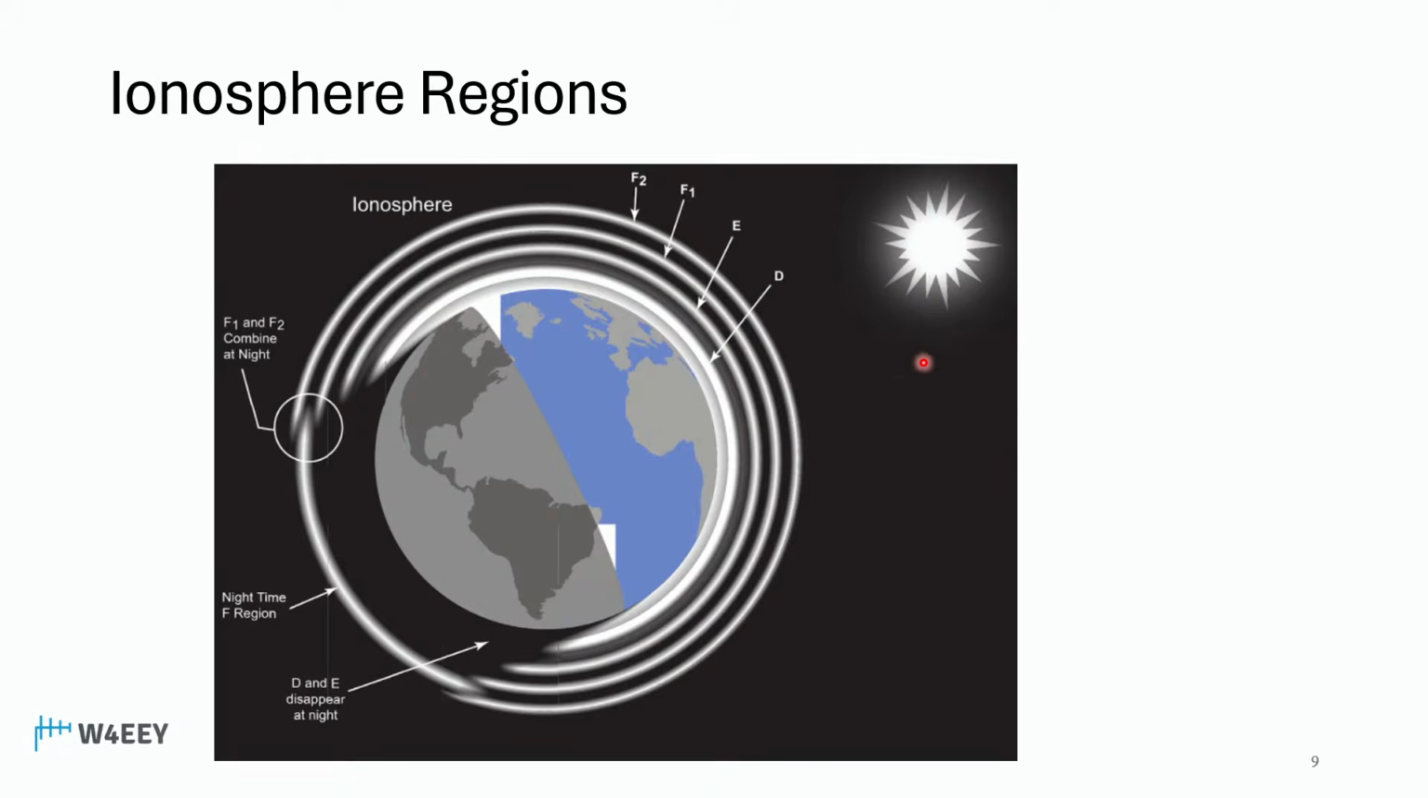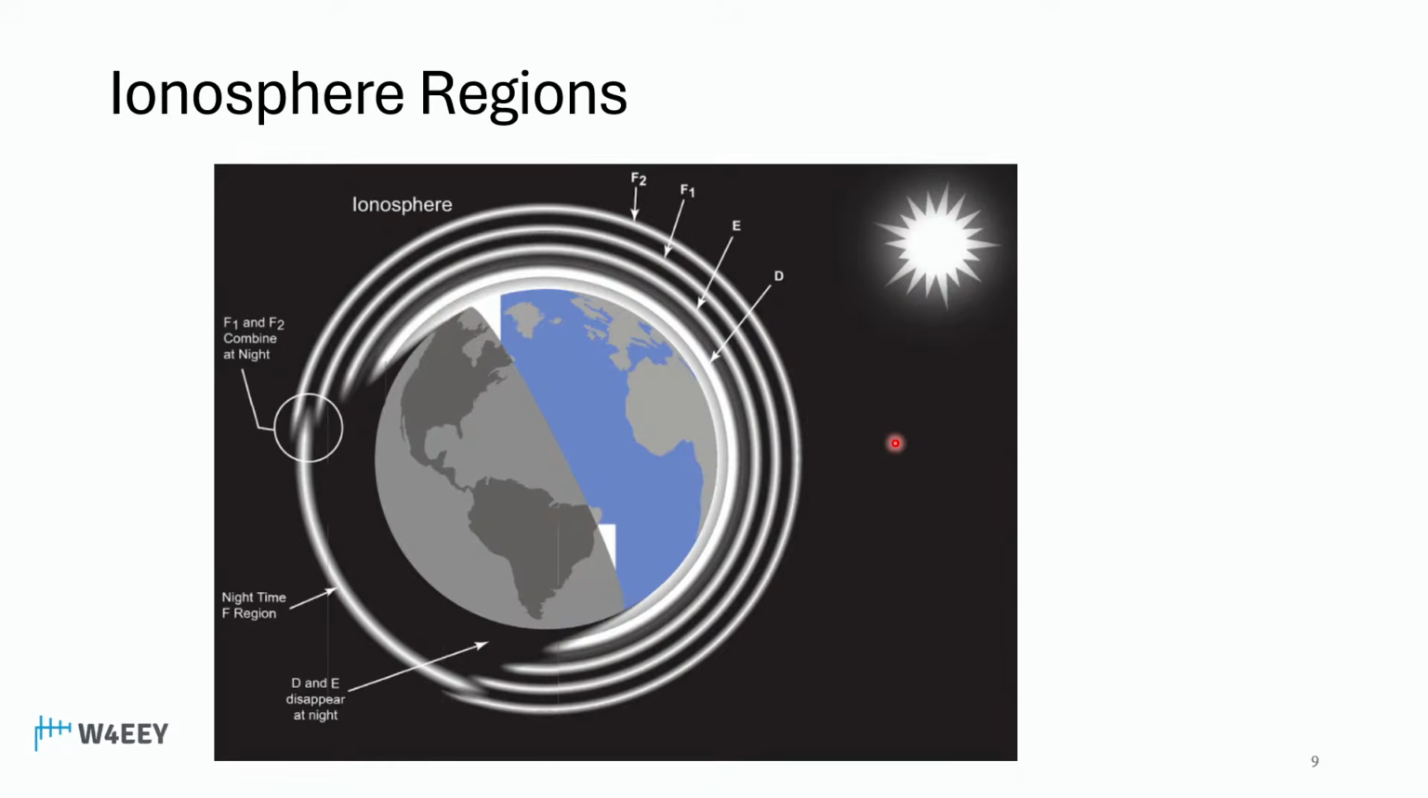And then at night, on the side opposite the sun, the D and E layers disappear, and the F1 and F2 layers combine into just the F layer. So that's what it looks like. You've got a day side and a night side, and this affects what appears. These are shown as nice circles, but the ionosphere is a mess, okay? Things are changing continually. Regions are overlapping. They're changing in density all the time. But roughly speaking, this is true.